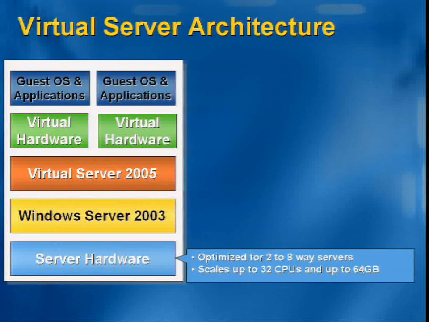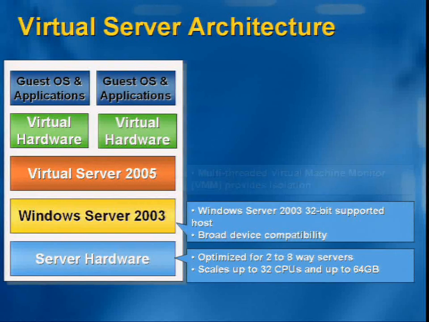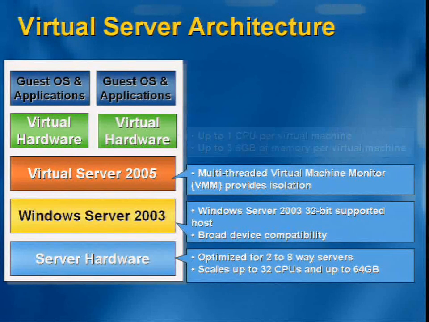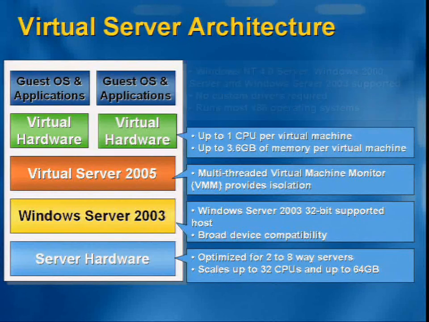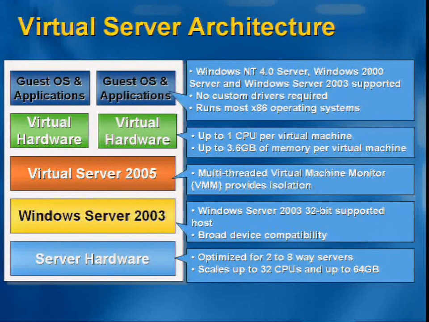So let's have a look at the actual virtual server architecture. At the bottom, you've got your server hardware. Two to eight processors is kind of the sweet spot that we've designed around. On top of that is Windows 2003, the supported OS, the OS that we recommend for Virtual Server 2003. On top of that, you've got your virtual server service. And so Virtual Server runs as a service within Windows 2003, which provides in-kernel access to hardware.